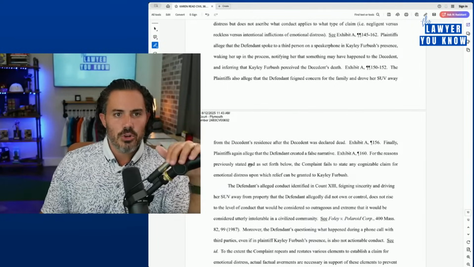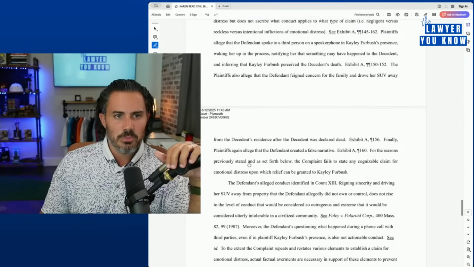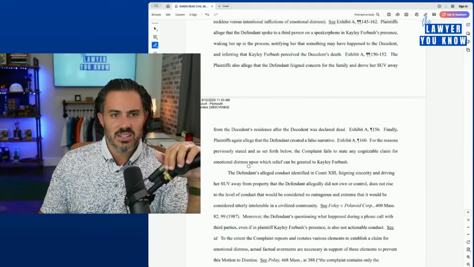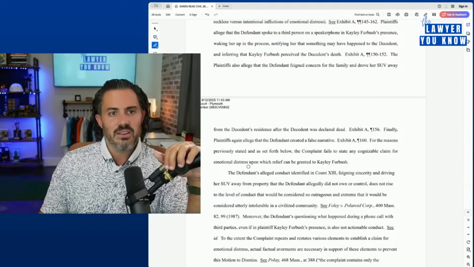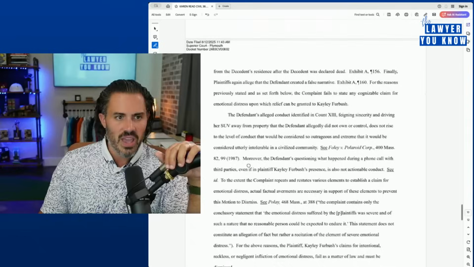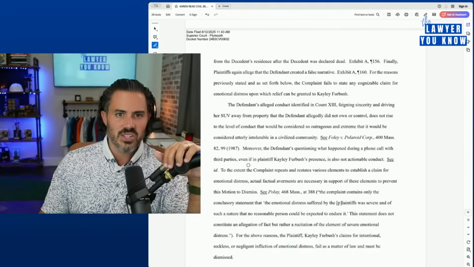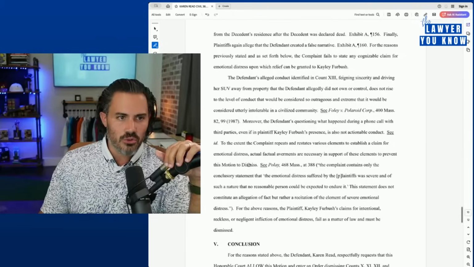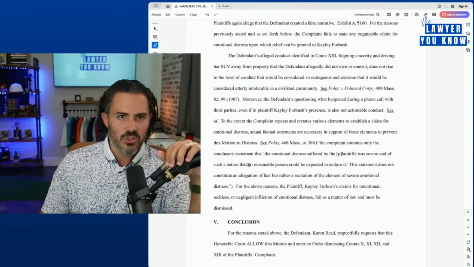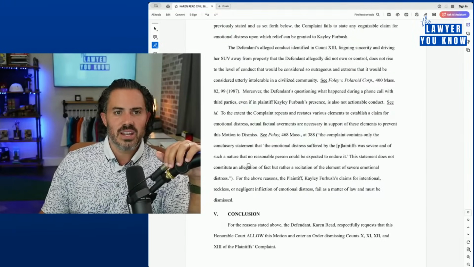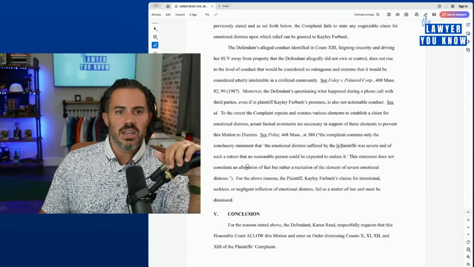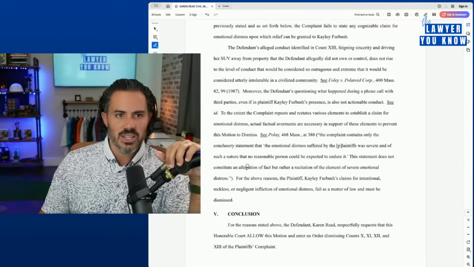Plaintiffs allege defendant spoke to a third person on speakerphone in Kaylee's presence, waking her up in the process, notifying her that something may have happened to the decedent, and inferring that Kaylee perceived the decedent's death. The plaintiffs also allege that the defendant feigned concern for the family and drove her SUV away from the decedent's residence after the decedent was declared dead. Finally, the plaintiffs again allege that the defendant created a false narrative for the reasons previously stated and set forth below. The complaint fails to state a cognizable claim. The defendant's alleged conduct identified in these counts, feigning sincerity and driving her SUV away from the property that the defendant allegedly did not own or control, does not rise to the level of the conduct that would be considered so outrageous and extreme that it would be considered utterly intolerable in a civilized community.